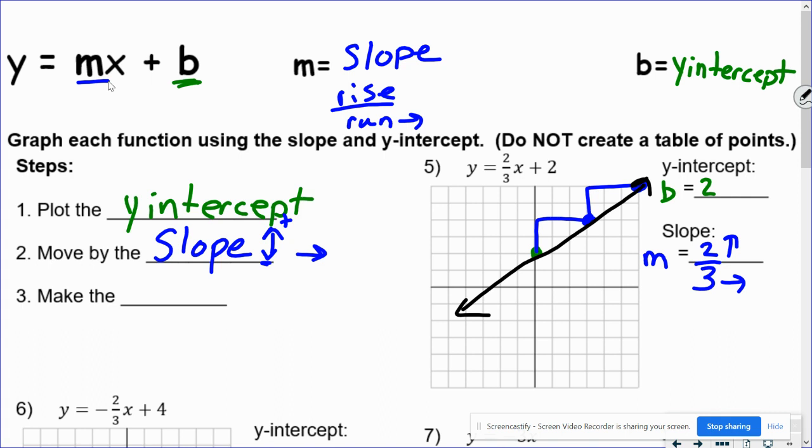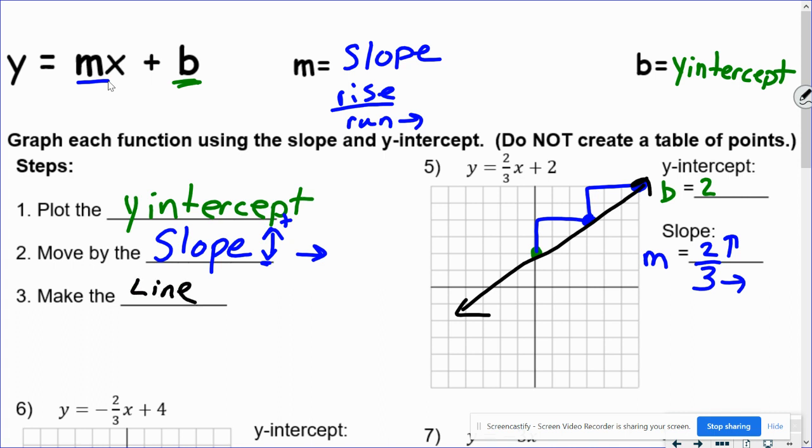So instead of going through all the work of making a table, we plot a point and we move how the line tells us to make it easier. If you had me last year, this might look familiar, depending where we were at that time of year. Oops, I forgot to say make the line. That's our third step, make the line.